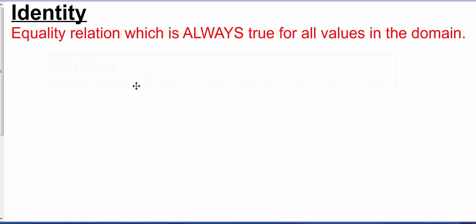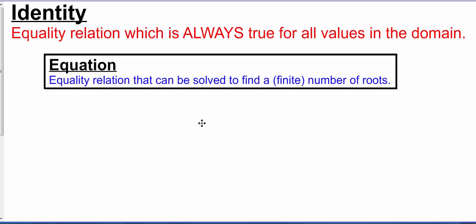Identities are equality relations which are always true for all values in the domain. Don't want to confuse that with what we've known before, equations, where we are often solving for the answer. There's a certain value of x that makes the left side of the equation equal to the right side. In the case of a quadratic, there might be a couple of answers. There can be zero answers, of course, as well. In an identity, we're talking about every single legitimate x value will always make the identity true.